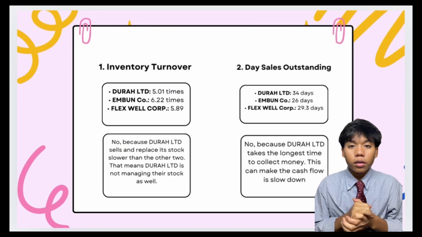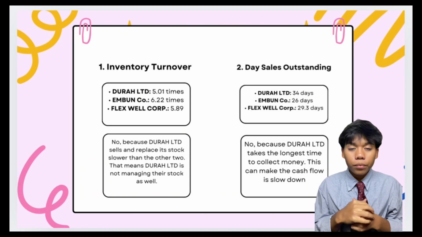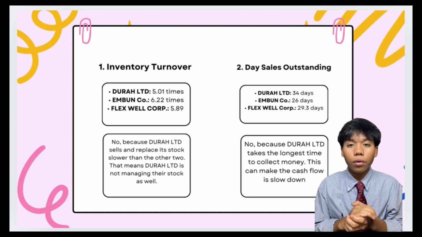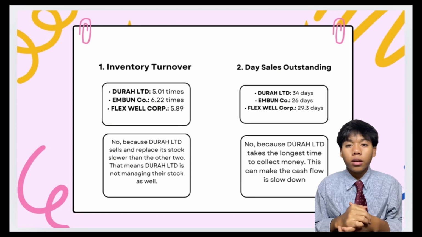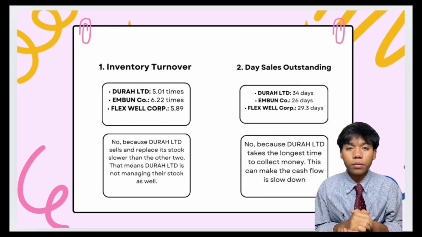Dura Ltd takes 34 days to collect payments compared to 26 days for Umbun Core and 29.3 days for Flexwell Corp. This longer collection period can slow down cash flow. So again, the answer is no, because Dura Ltd is slower in collecting receivables.